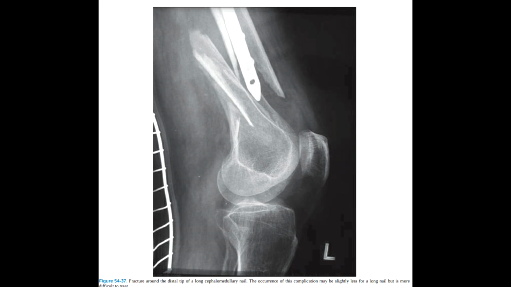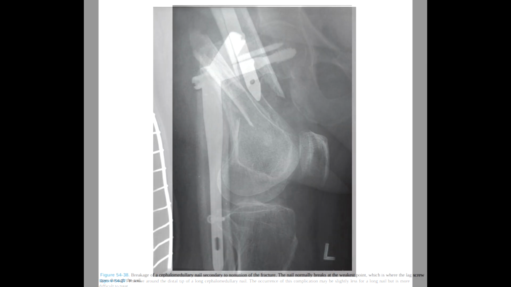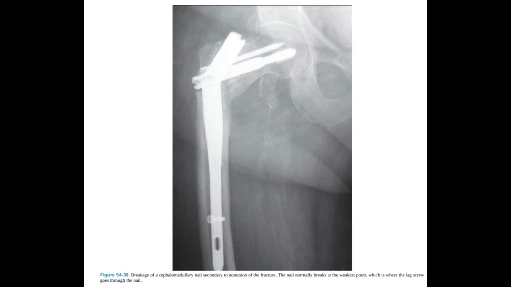Implant breakage. Nail breakage is rare with modern designs, but may occur with delayed union or non-union. Figure 5438 shows breakage of a nail secondary to non-union, with failure occurring at the weakest point where the lag screw crosses the nail.